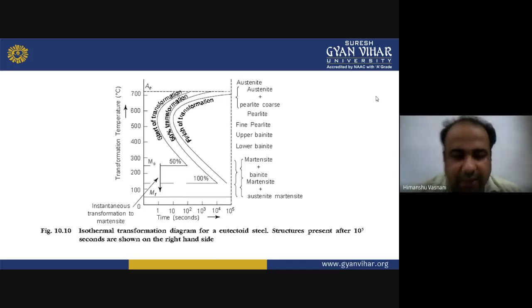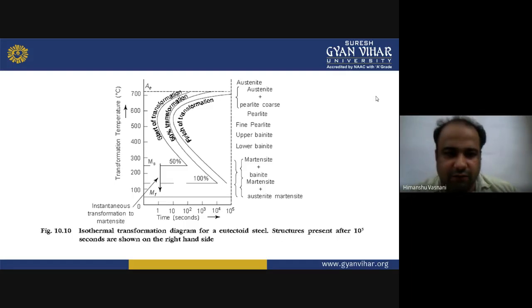On the vertical axis, on the left hand side, you can see the transformation temperature: 100 degrees centigrade, 200, 300, 400, 500, 600, 700 degrees centigrade. And you can see curves going for the start of transformation, then 50% transformation, and then finish of transformation. These curves have a particular shape. On the right hand side, you can see the different microstructure technical names written at these ranges of temperature.